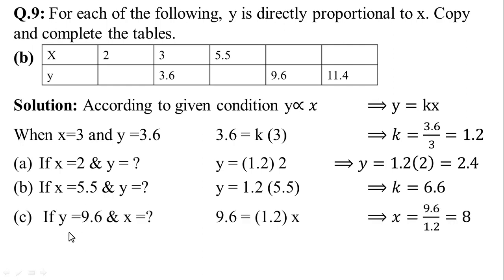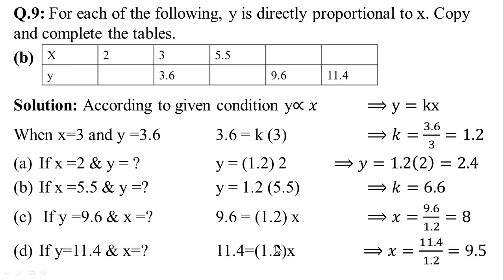Now in the C part, y is equal to 9.6. We will find x, then put the values in the given relation y is equal to kx. Then 9.6 is equal to the value of k, 1.2, into x. 1.2 is divided by the other side, then x is equal to 9.6 divided by 1.2. The final answer of x is equal to 8.